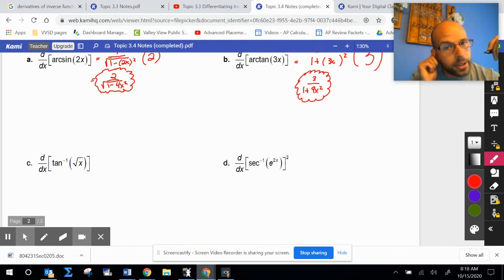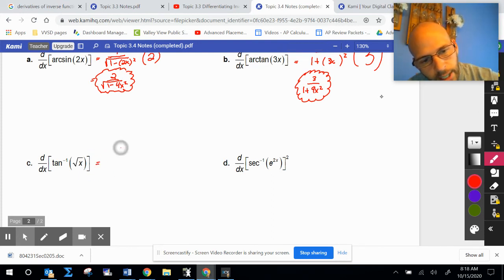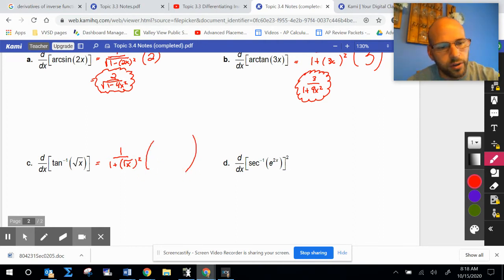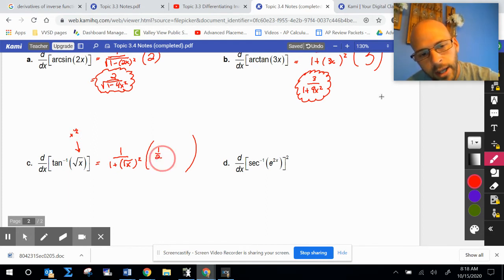So now if you take a look at C, I also have tangent inverse of square root of x. So it's just like B, arctangent and tangent inverse, same idea. So I'm going to say a 1 over 1 plus square root of x squared. But now I need to take the derivative of the square root of x, and this is x to the 1/2. So I'm going to get a 1/2 x, lower the degree to now a negative 1/2.